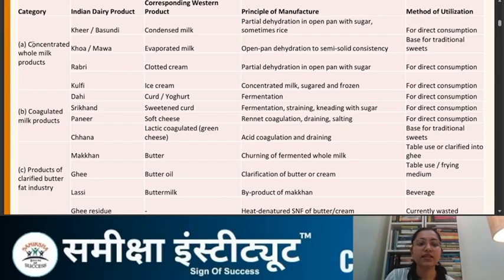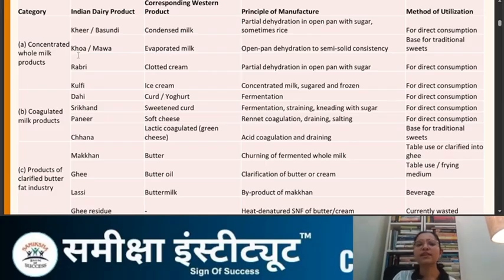Starting with the concentrated whole milk products. First is kheer or basundi. In the case of kheer, we condense it, and so the corresponding western product would be condensed milk. Why not only evaporated milk but condensed milk? Because in the case of condensed milk, sugar is also added, whereas in the case of evaporated milk, sugar is added later on and not during the production process. It might be added later on during consumption.